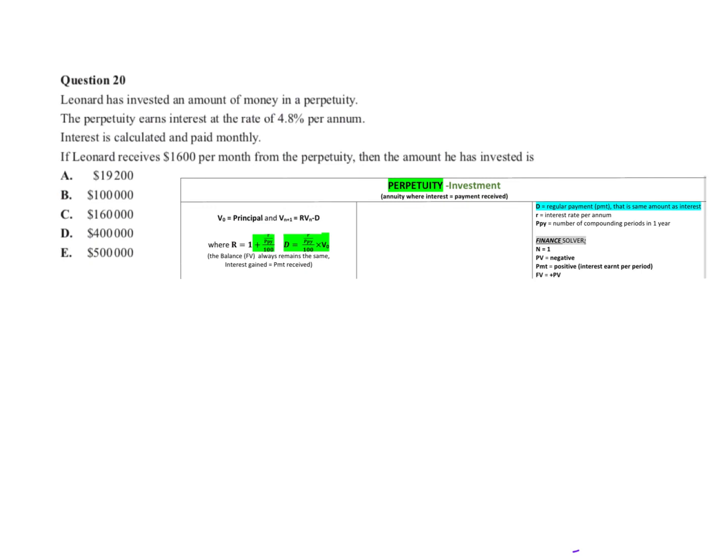Okay, Leonard has invested an amount in a perpetuity. Because it's perpetuity, I've gone down and got our note looking at that. And the perpetuity earns 4.8% per annum. So that's like the R or the I in Finance Solver. And it says interest is calculated monthly, so PPY equals 12. And if Leonard receives 1,600 per month, they've just told me that's like the payments from the perpetuity. The amount that was invested, that's actually like the V0 or the beginning, or maybe the PV.